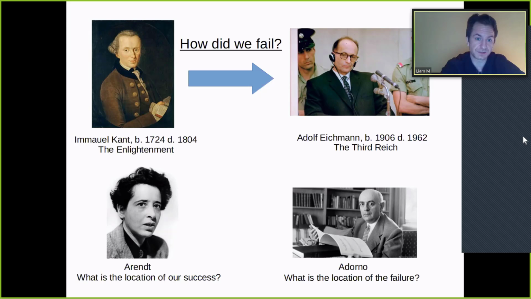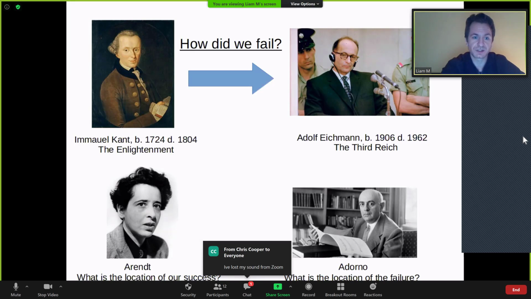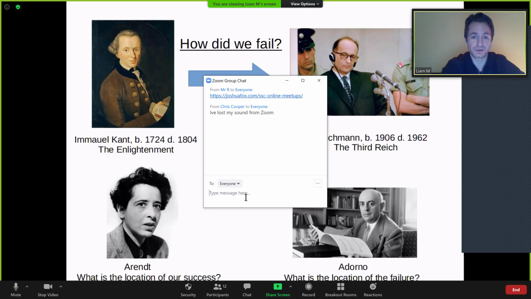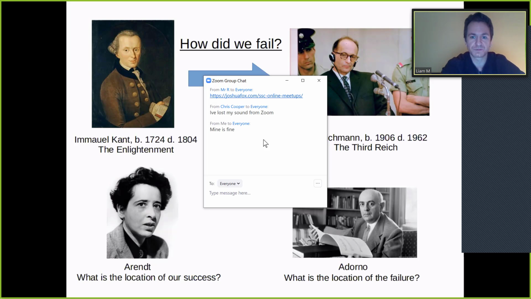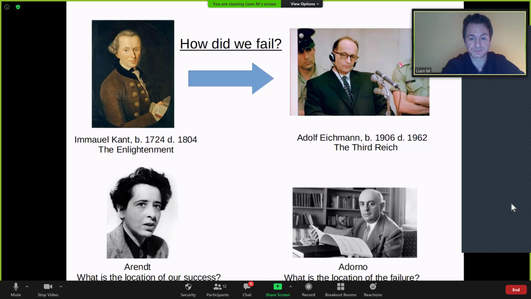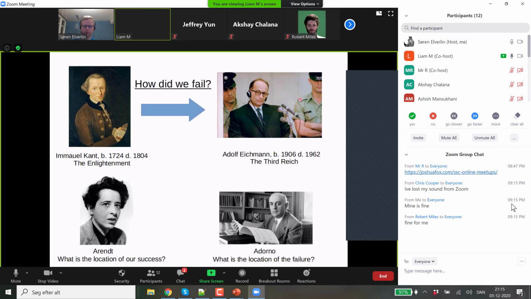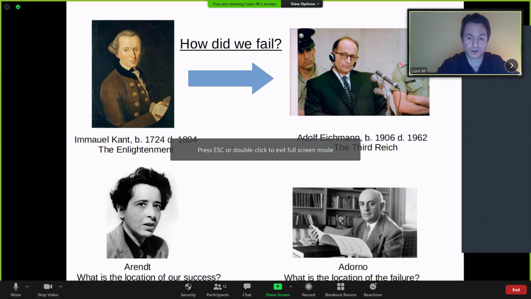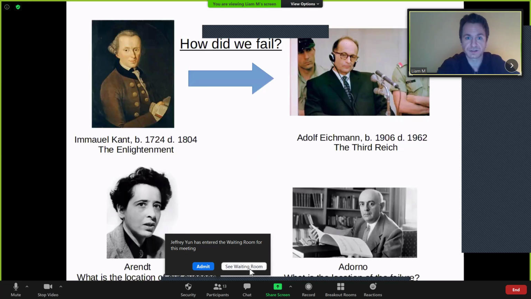And one of the great ironies of going from Kant to Eichmann is that, in fact, as part of Eichmann's defense, he quoted Immanuel Kant and Kant's categorical imperative and said that he was only doing his duty in terms of Kant's categorical imperative in order to fulfill the Nazi wish of exterminating the Jews. So this was a big question. So Arendt asks, primarily, what is the location of our success? How do we not do this? How do we not have total failures of societies? And Adorno, her friend, asked the opposite question, what is the location of the failure of these societies. And so we'll be trying to find the location of our success.